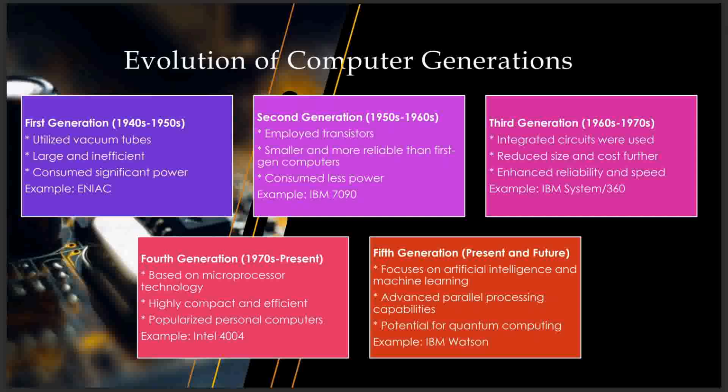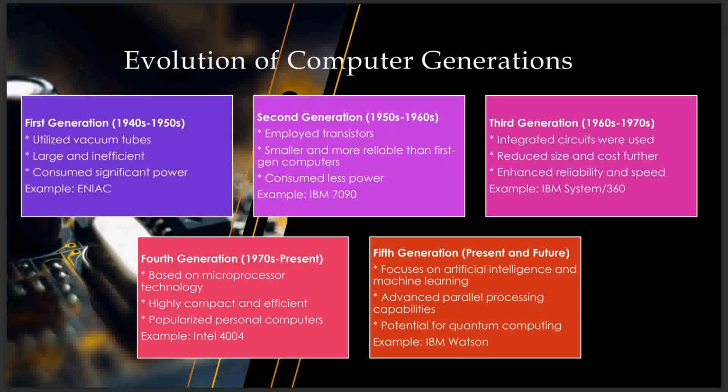The second generation in the 1950s and 1960s employed transistors, resulting in smaller and more reliable computers like the IBM 1790. The third generation from the 1960s to the 1970s used integrated circuits, which reduced the size and cost while enhancing reliability and speed. The IBM System/360 is an example.